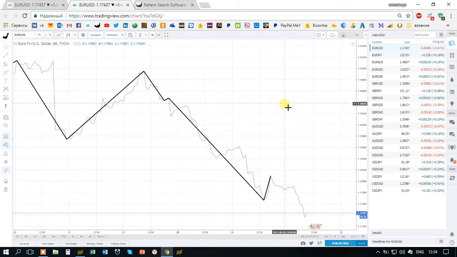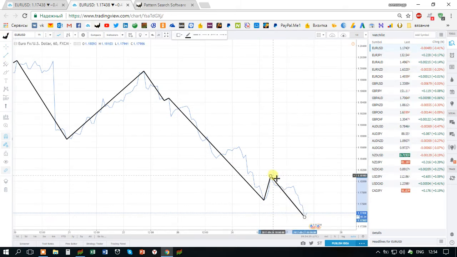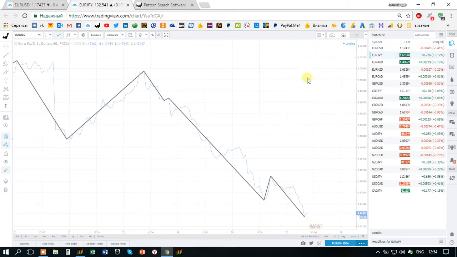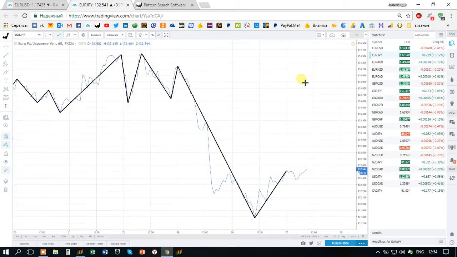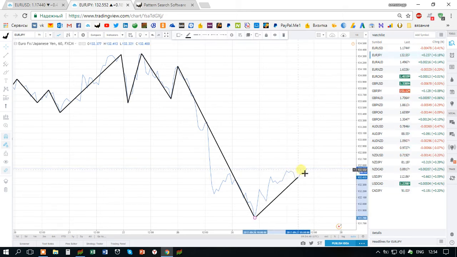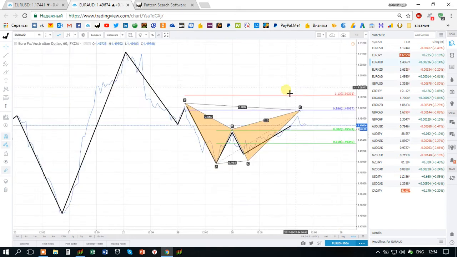What we have here, it is the violation to the downside, so I am to draw another line connecting the lower high and lower low. Nothing here, no trades here. I am to switch to Euro Yen. We have a higher high here. Let's go next. Euro Aussie.